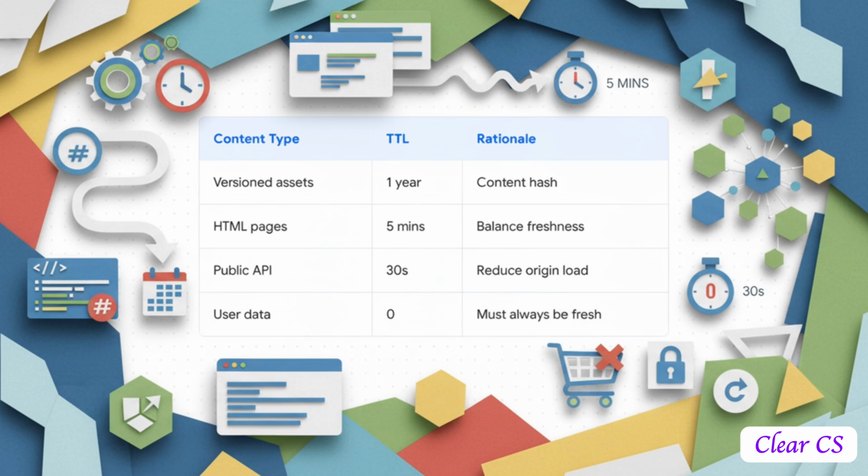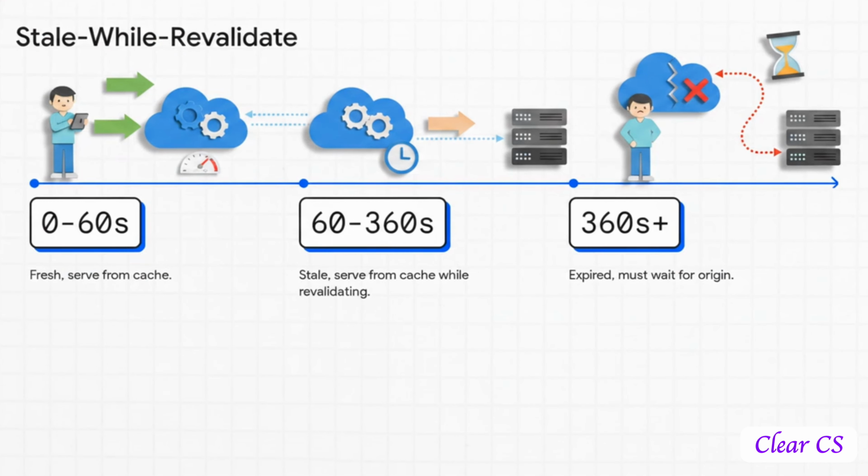Because that file name changes whenever the code changes, you can safely slap a massive TTL of 1 year on it. But public API responses, they might get just 30 to 60 seconds. That's just enough to reduce the load on your database while keeping the data relatively fresh. And user-specific data, like your private shopping cart, the TTL is 0. You never cache it, you never store it. Must always be fresh. Now, check out how this builds into an incredibly clever trick called the Stale-while-revalidate timeline.